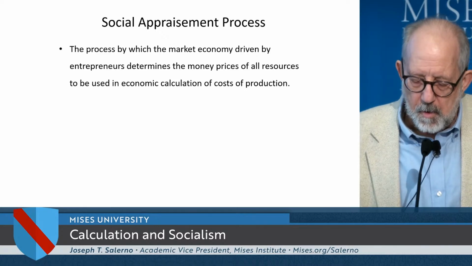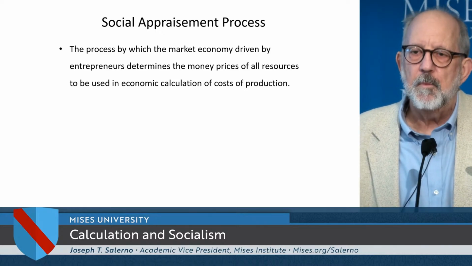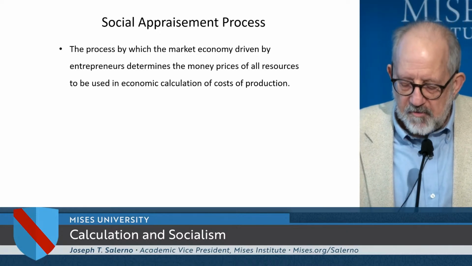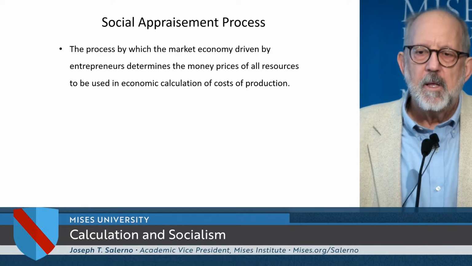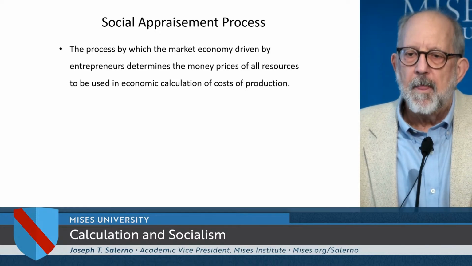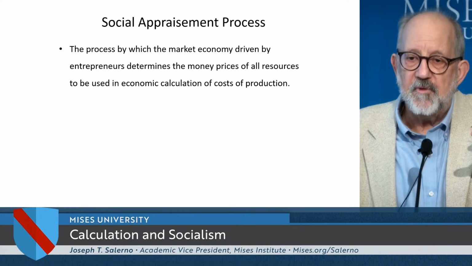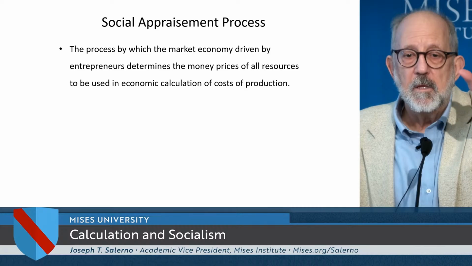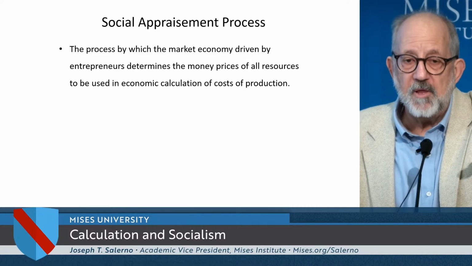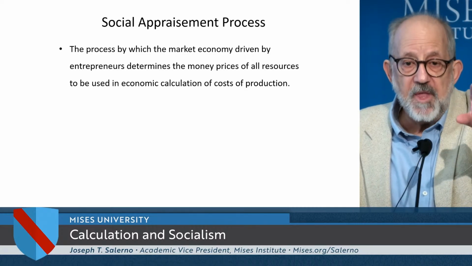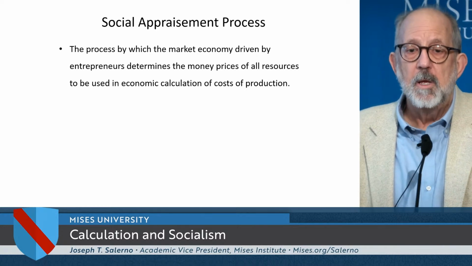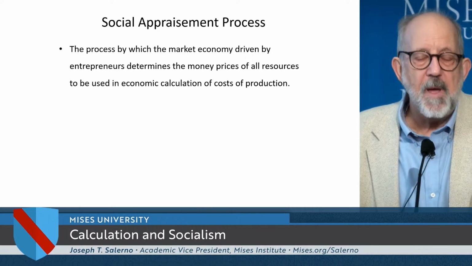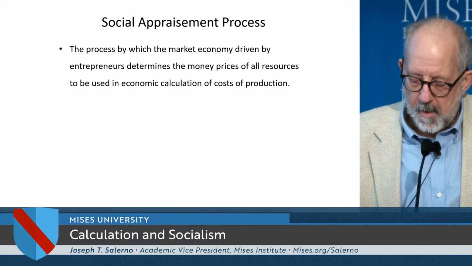All right, so what Mises was talking about was what we call the social appraisement process, a very fancy name. It simply means that the market economy determines prices through entrepreneurs looking ahead, forecasting what future consumer prices will be, and then based on these prices, bidding prices for the capital goods that they have to use to implement the technology to produce that good, okay?